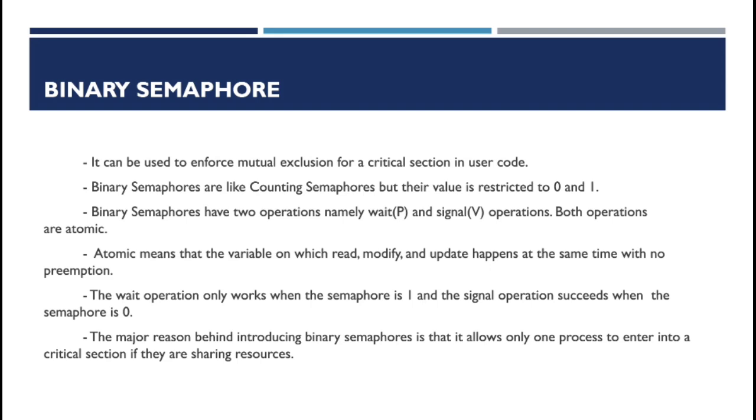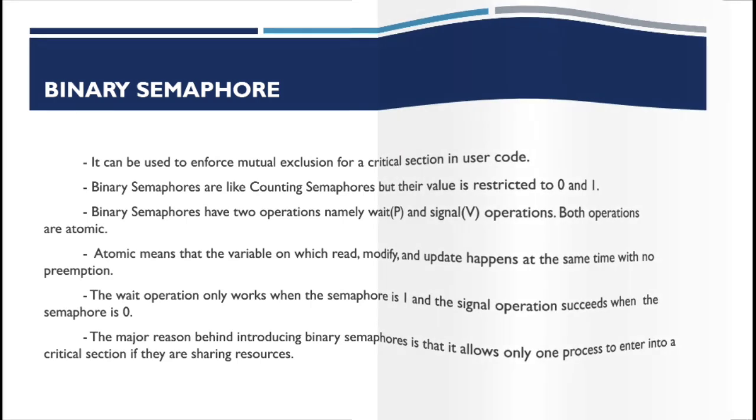The key difference between binary and counting semaphores is that binary semaphores can only take on two values, indicating either that your resource is available or unavailable, while counting semaphores can take on multiple values, indicating the number of available resources. In semaphores, there are two operations.